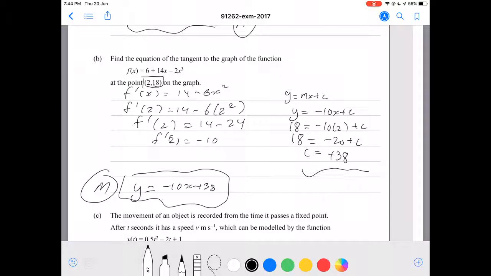To get the achieved grade, you're looking at the correct derivative and gradient found. So therefore you're finding the gradient equals negative 10. That'll get you an achieved.